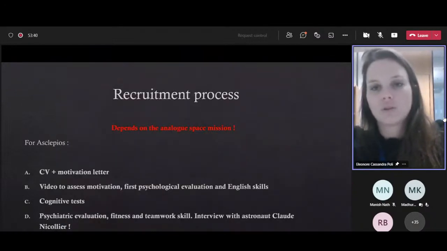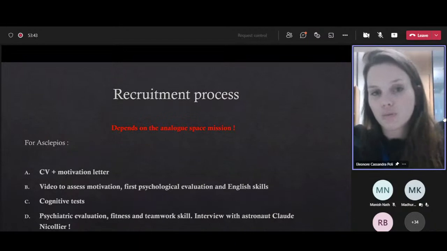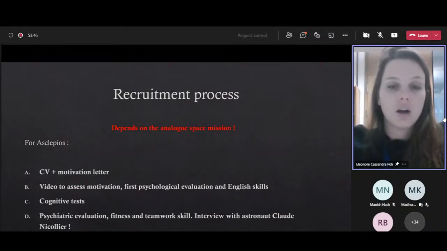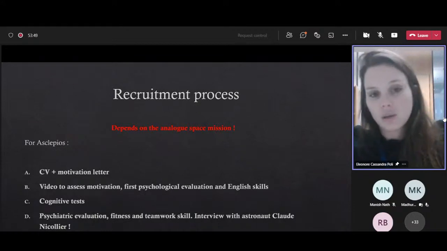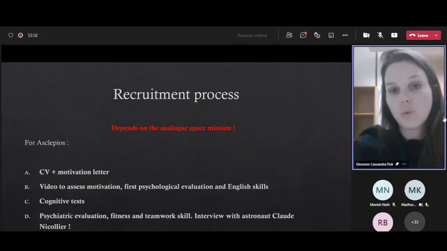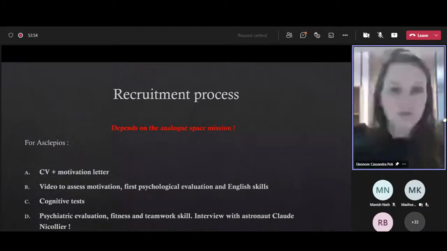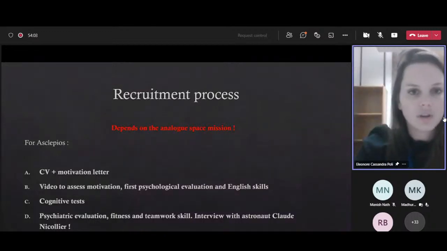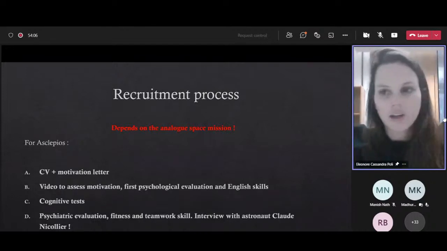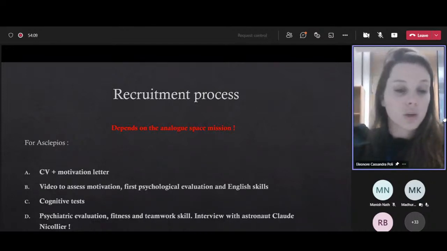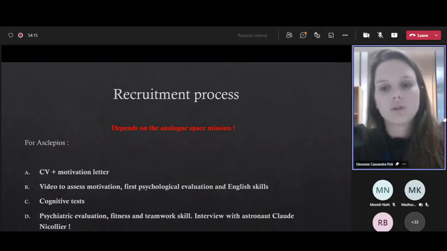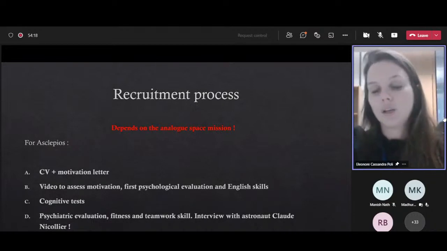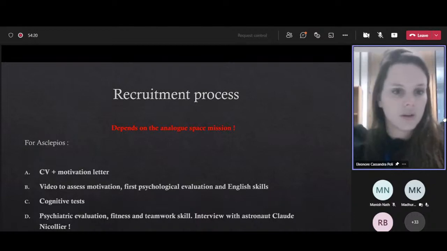Okay, so we didn't just go into the tunnel right away. We first had a recruitment process, and the recruitment process depends a lot on the analog space mission. For us, it's mainly what the European Space Agency does, which is you first start with a CV and motivation letter, and we check your motivation and what kind of experience you have. Some analog space missions are really tough, others are not. Astronaut, they really check if you are able to work in a team, if you're athletic enough. You don't need to be an Olympic athlete, but you need to be able to carry stuff and be under some strain and some stress without your body crumpling.